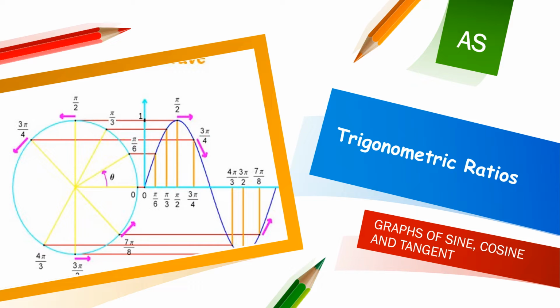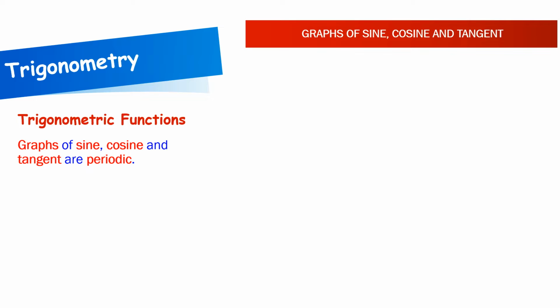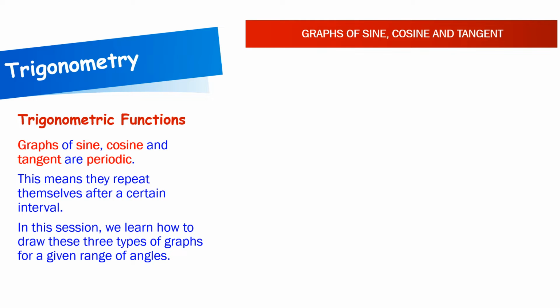Welcome to the session on trigonometric ratios, graphs of sine, cosine and tangent. The objectives for this session are to sketch the graphs of sine, cosine and tangent functions. The graphs of sine, cosine and tangent are periodic. This means they repeat themselves after a certain interval. We are going to learn how to draw these three types of graphs for a given range of angles.